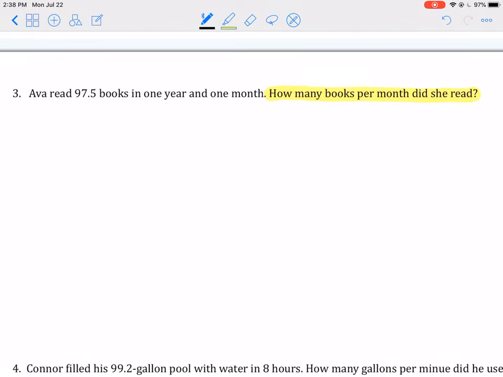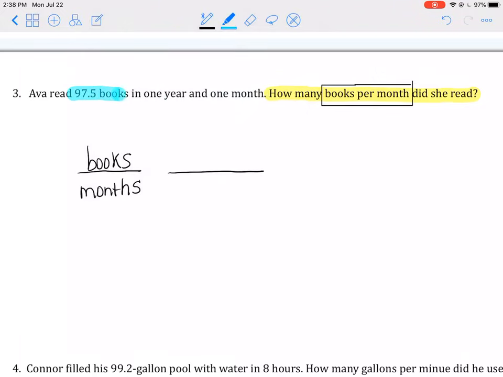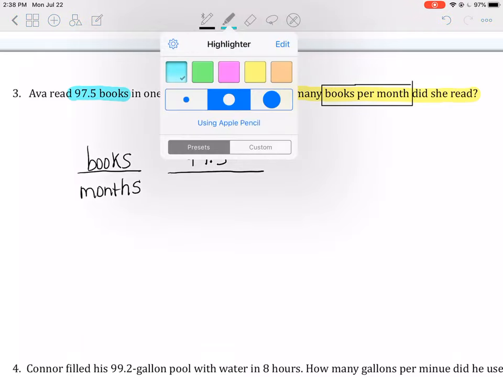And there is a unit rate. They're even telling me how to set it up. Books over months. So when I go to set this problem up, that's exactly how I want to do it. Books over months. So we know that there are how many books? No problem there. How many months?